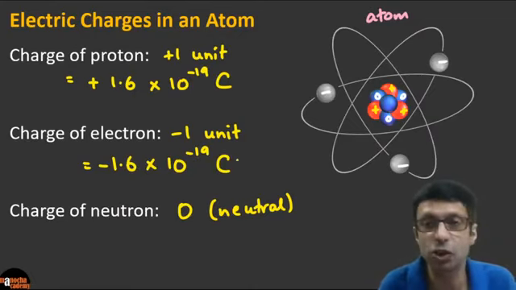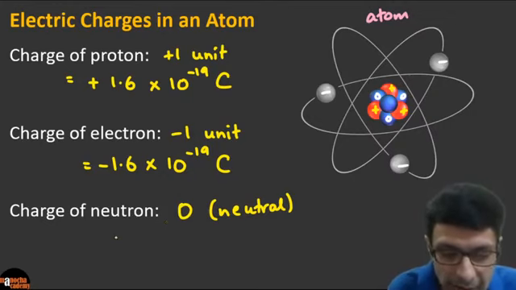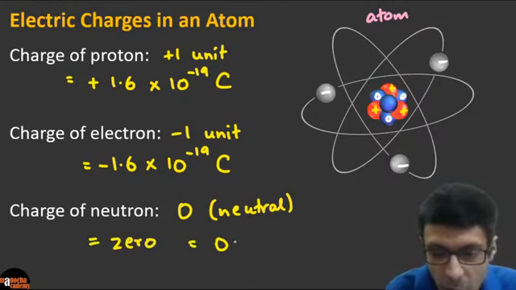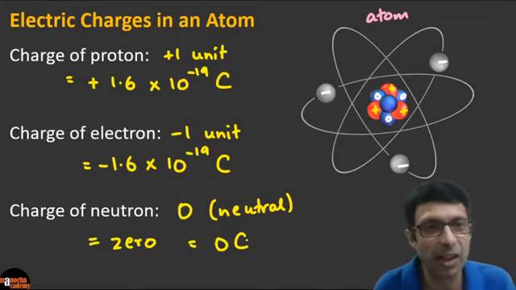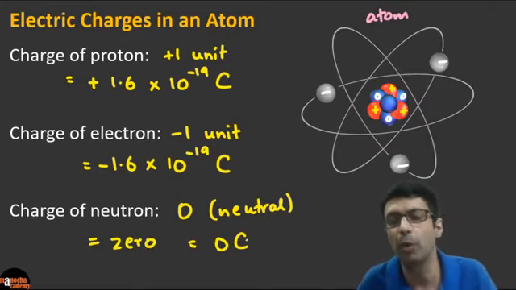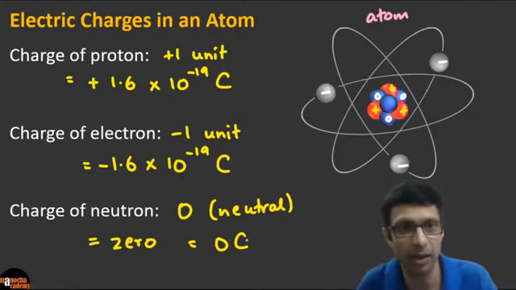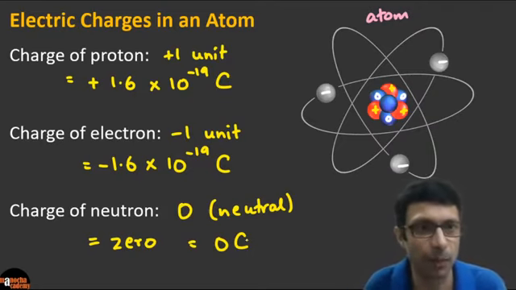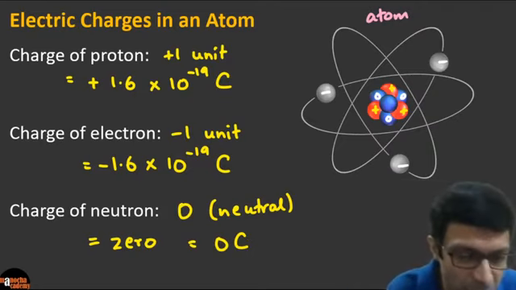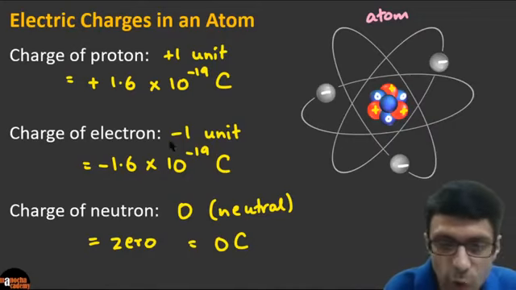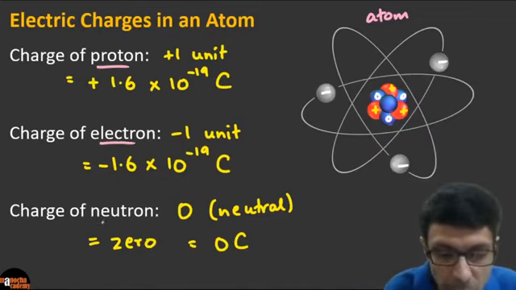Okay, and what is the charge of a neutron? Neutron has no charge. It's just 0, right? So we can say it's 0 coulombs. Clear, guys? Excellent. So please remember this very important value, 1.6 into 10 to the power -19, right? -19. It's a very, very small amount of charge.